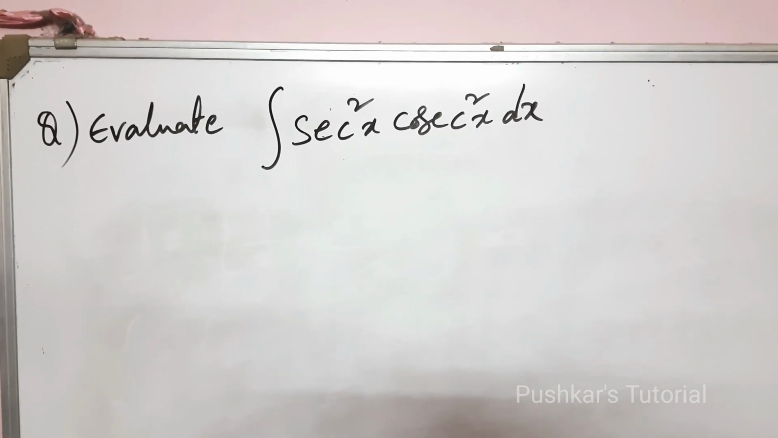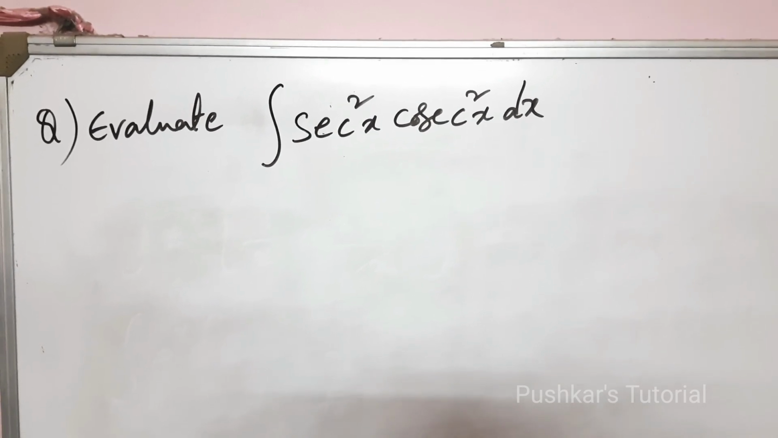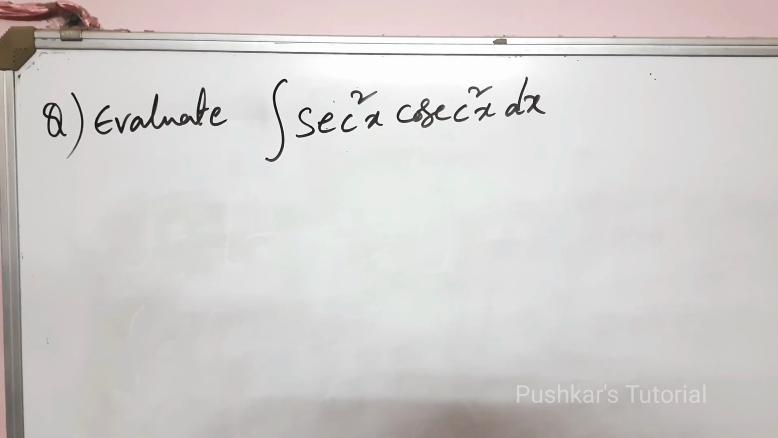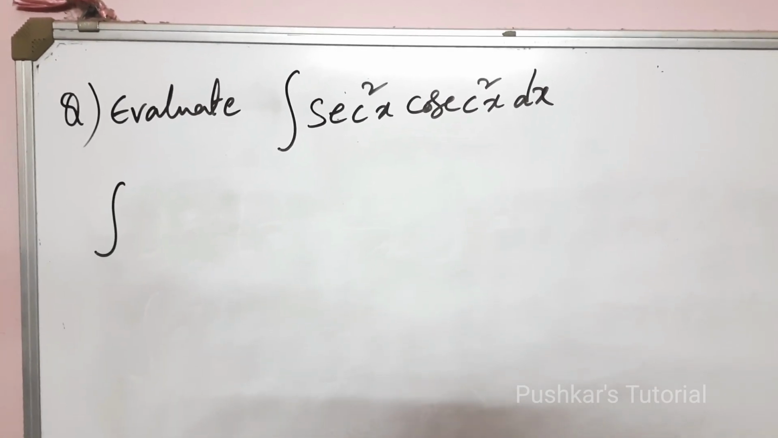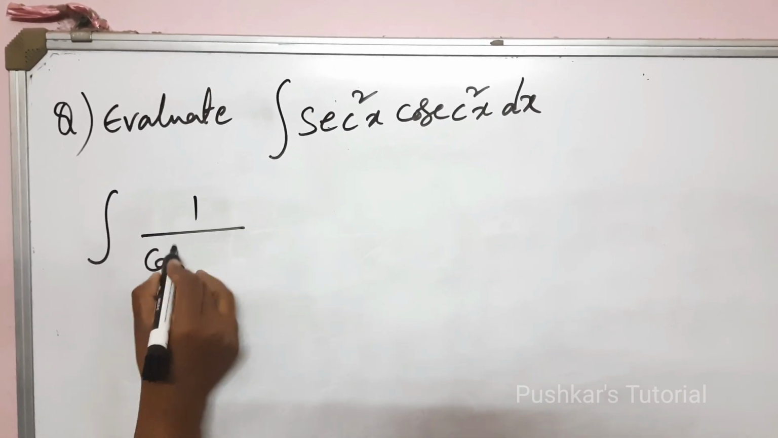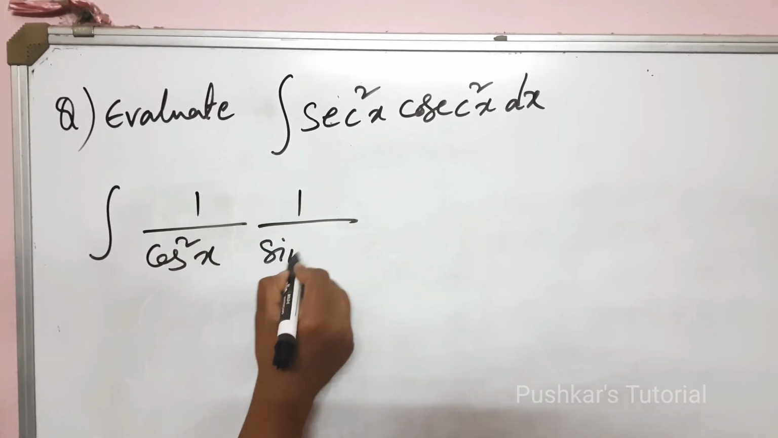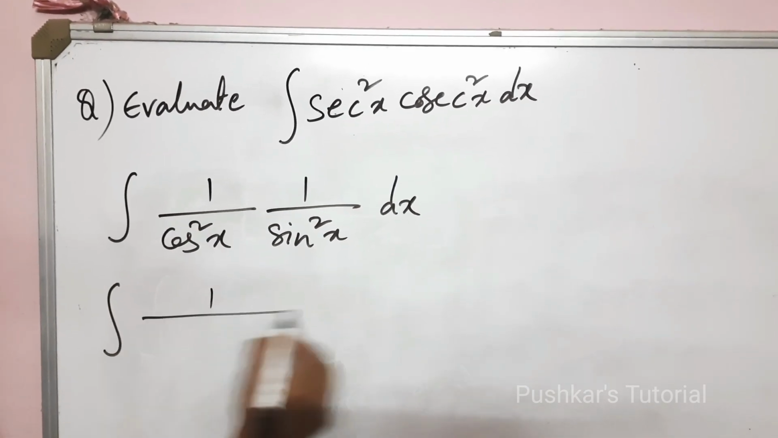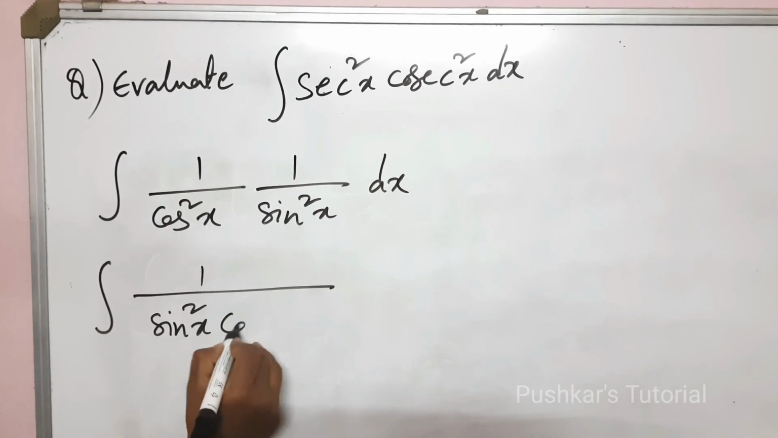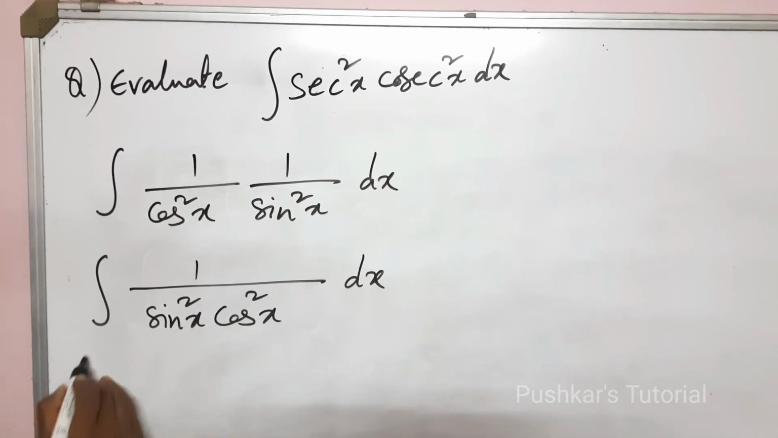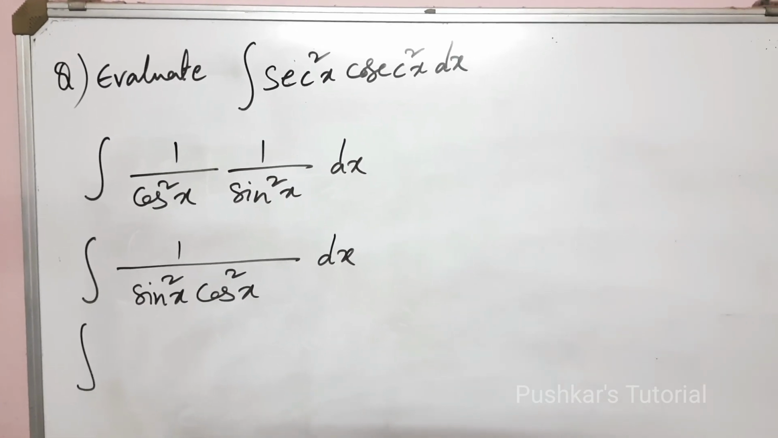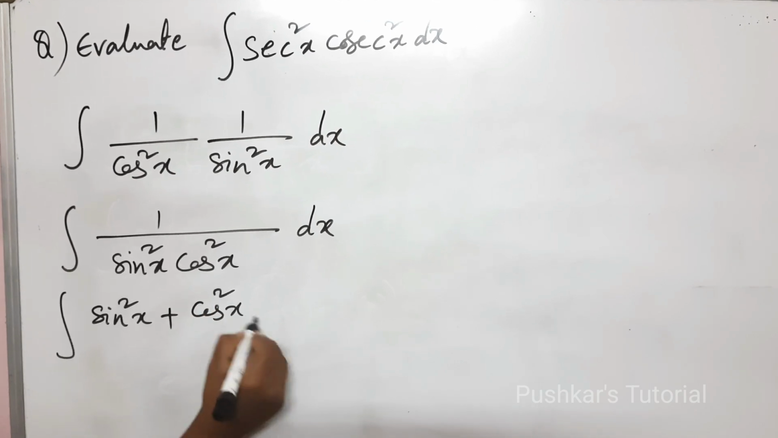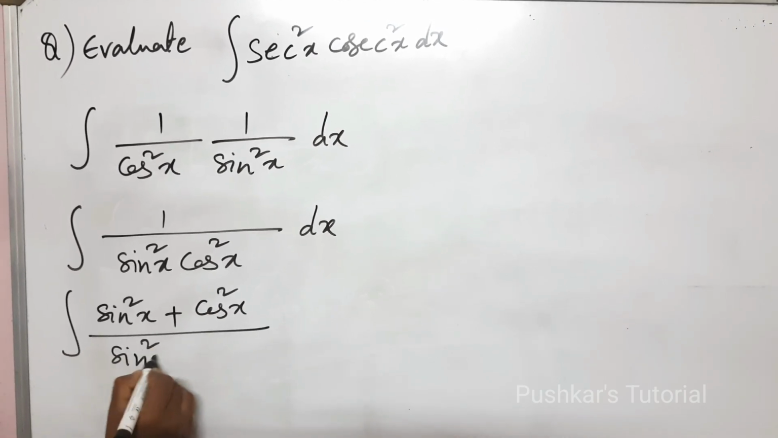Integration of sec² x into cosec² x into dx. Students will slowly write directly that the sec² answer is tan and the cosec² answer is minus cot x, but that is wrong. So here we have to convert in some steps. Sec² means 1 by cos² x, cosec² means 1 by sin² x, into dx. So the integral of 1 into 1 by sin² x cos² x into dx. In trigonometry, the identity for the value 1 is sin² θ + cos² θ. So it is sin² x + cos² x; we can write that as the numerator, and the denominator as it is.